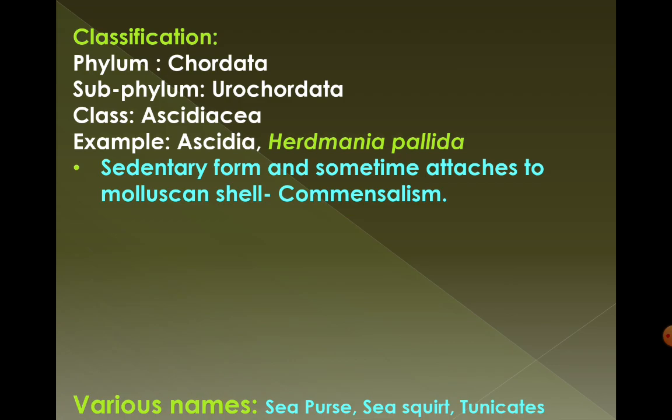Now if you look at the classification, it belongs to the phylum Chordata, subphylum Urochordata, class Ascidiacea, and the example that we will be learning here is Herdmania pallida. This Herdmania pallida is a sedentary form and it sometimes attaches to a molluscan shell, exhibiting commensalism. When we say it is a sedentary form, you find them attached to a substratum singly. It is a solitary form because it is always seen living singly, not in colonies, and sedentary because it is always found attached to the substratum.